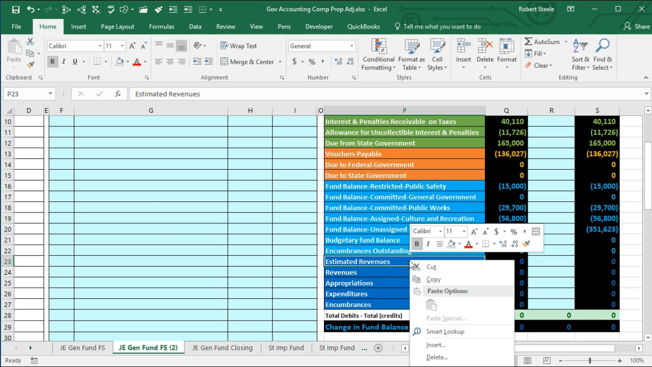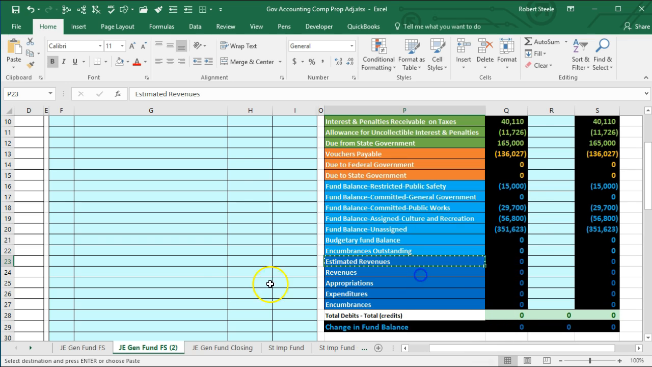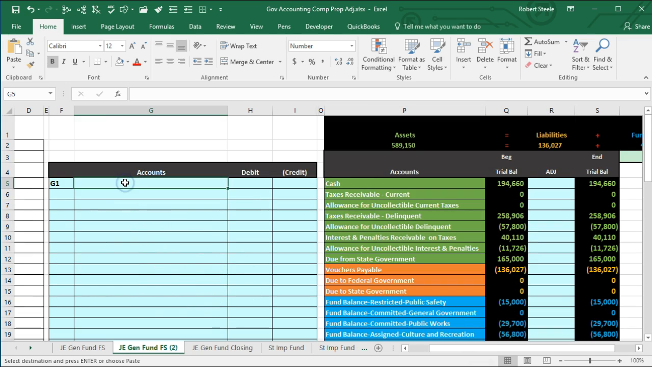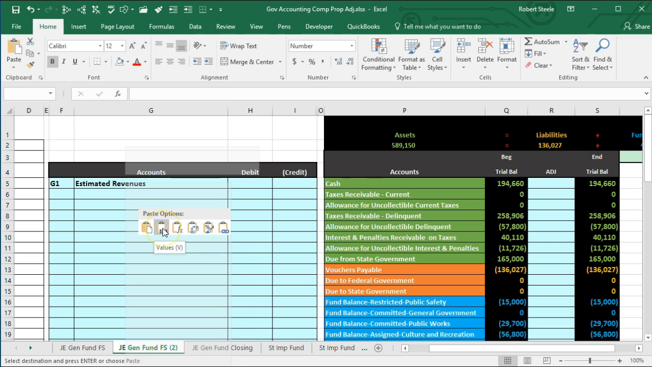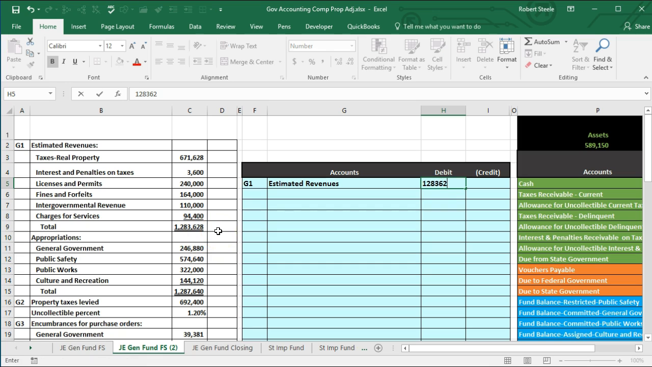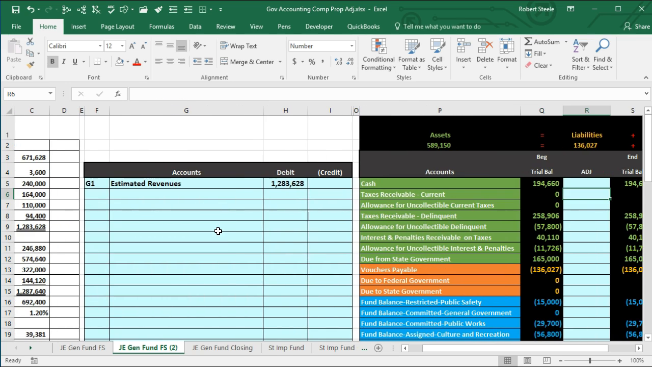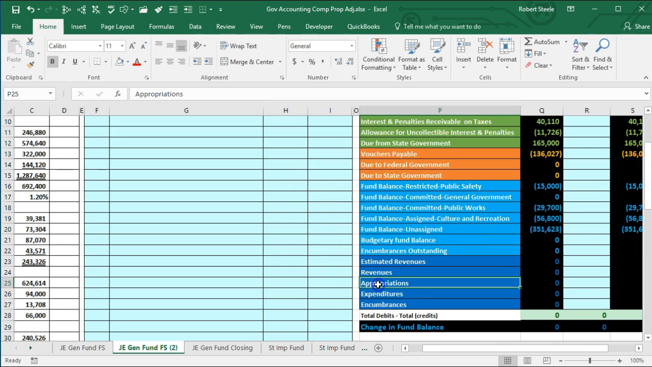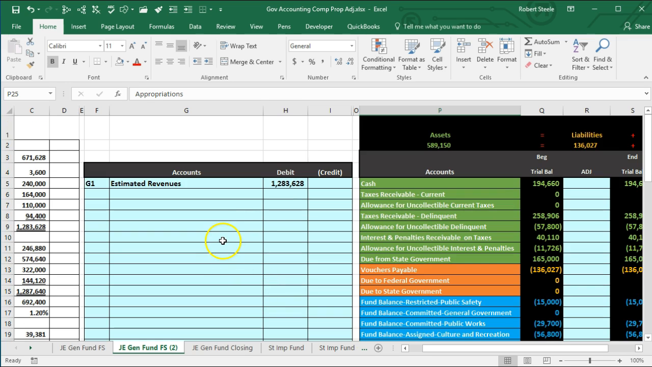I'm going to copy that in cell C23, copy, scroll up to B5, right click, and paste it 1, 2, 3. The amount will then be from this item here. It's going to be 1,283,628. Then we're going to credit the appropriations. So again, the appropriations down here, we have the appropriations account, and in this case, the appropriations will be a credit balance account. So we're going to credit the appropriations now, and so I'm going to copy that.